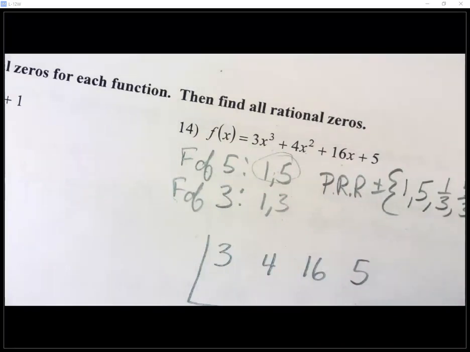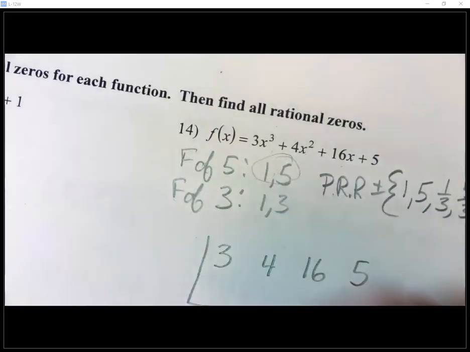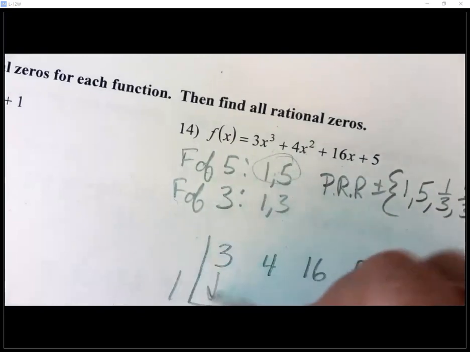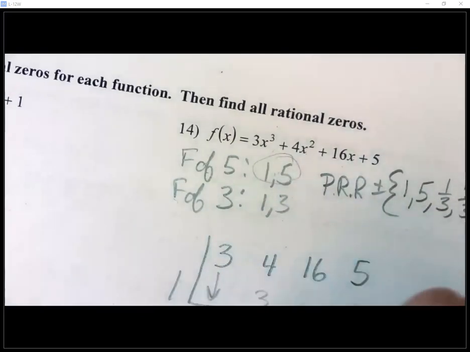Are you with me? Watch, I'll do it once really lightly. Don't write this one down, but I'll show you. If I plug in a +1, watch what happens. 3, 7, 7, 23, right? Look, I'm never going to get a negative number over here. It's always going to be positive. So a +1 is not going to work. None of the positive numbers are going to work in this case, right?